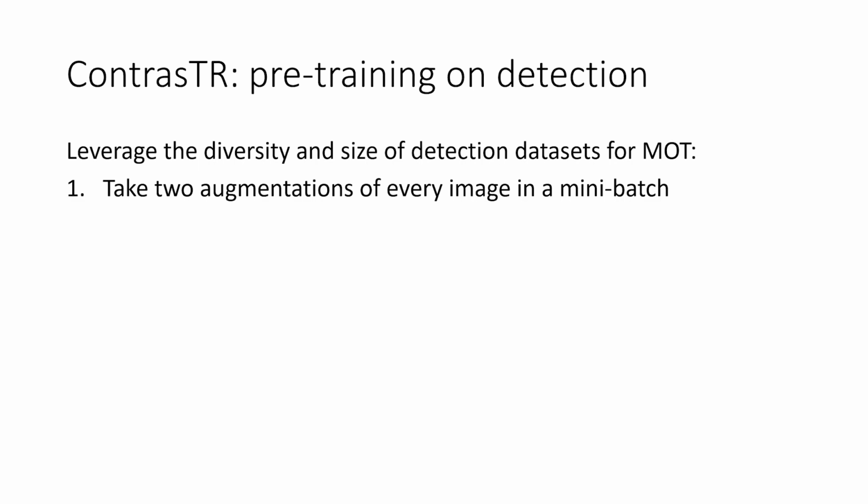Since those datasets don't contain instance IDs, we take inspiration from self-supervised learning and take 2 augmentations of every image in the mini-batch. We can now define correspondences between the objects from the 2 augmented views of every image and train the method with an instance-level contrastive loss.